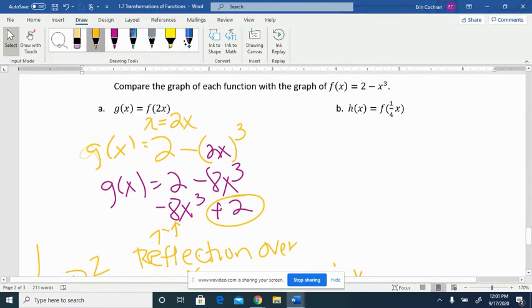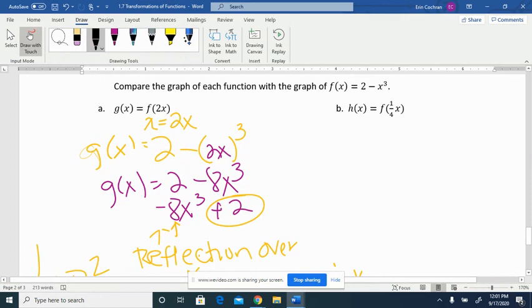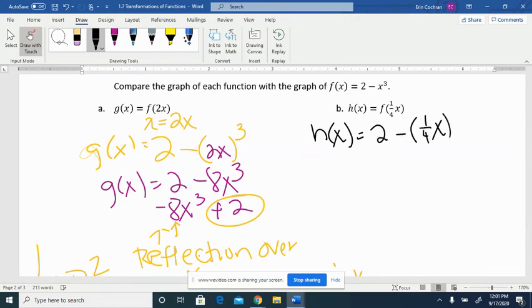And then part B here. All right, h of x equals 1/4 of x. We have h of x will equal 2 minus 1/4 x cubed. So 4 cubed is 64. So I'm going to write it as 1/64 x cubed, and then rewrite as negative 1 over 64 x cubed plus 2.